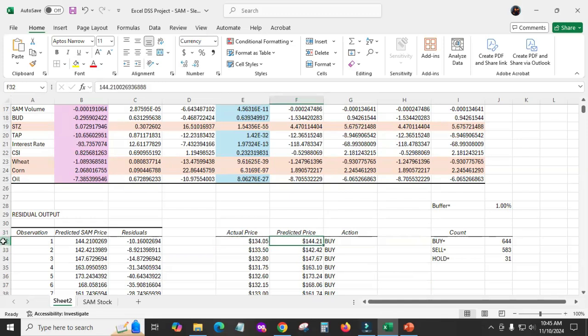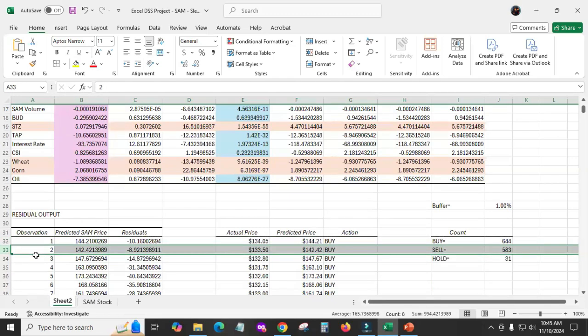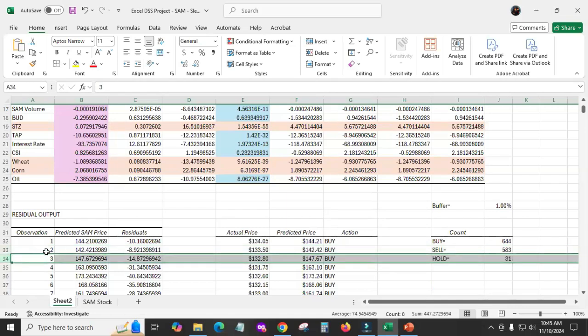If you remember back to the way we organized this, the first observation is technically July 3rd, 2017. The second observation was July 5th, 2017. The third was July 6th, 2017. And if you go all the way down, the last 2 days are June 29th, 2022 and June 30th, 2022. So these are the days ascending upwards.